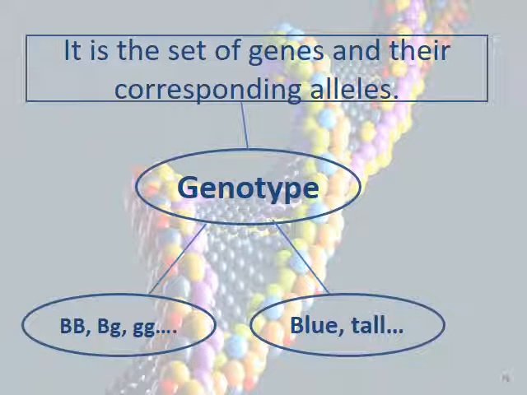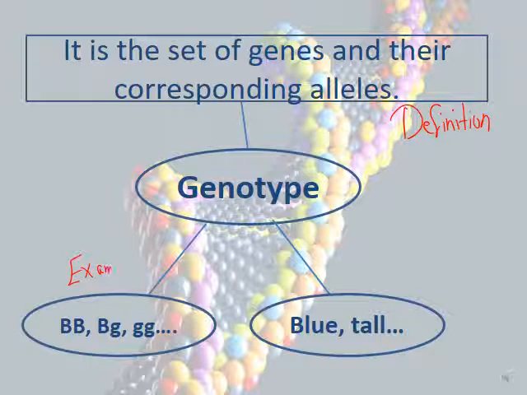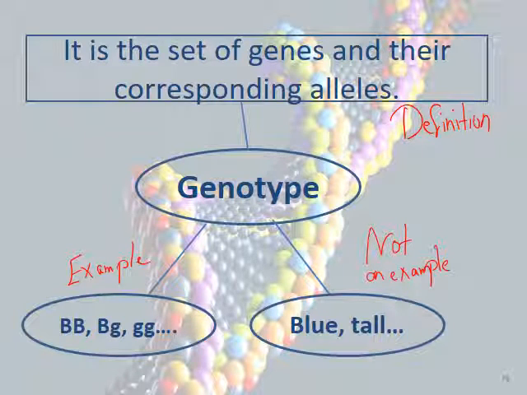What is the genotype? This is Frayer's model. Here we always have the definition, here we have the example, and here we have non-examples. So you have to be familiar with Frayer's model. This is an example, and this is not an example. So genotype is the set of genes and their corresponding alleles.